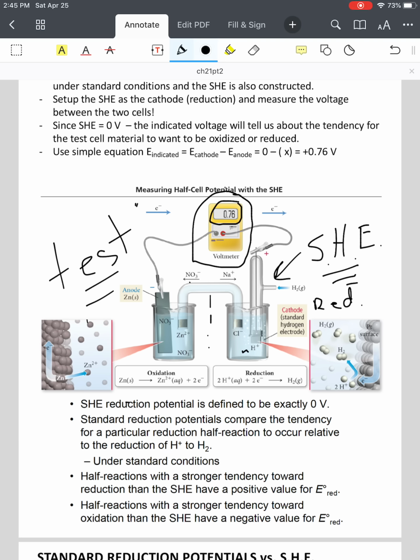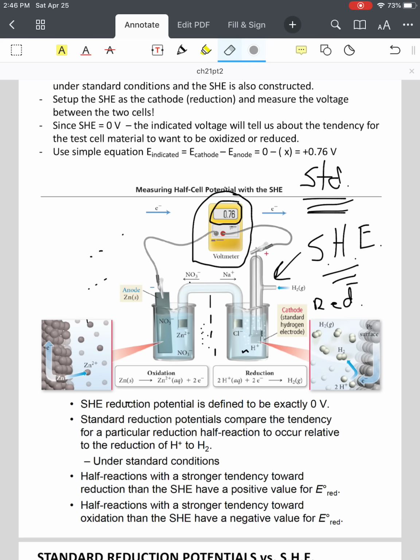However, if I operate under my standard conditions for both sides, standard conditions for my hydrogen and standard conditions for my test cell, 1 molar concentration, 1 bar or atmosphere partial pressure of gases, 298 Kelvin. If I operate under standard conditions, I then can say something about standard condition tendencies to be oxidized or reduced.